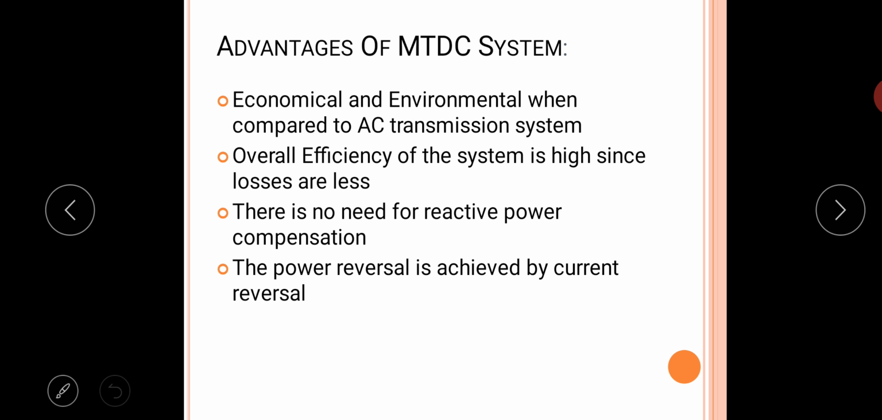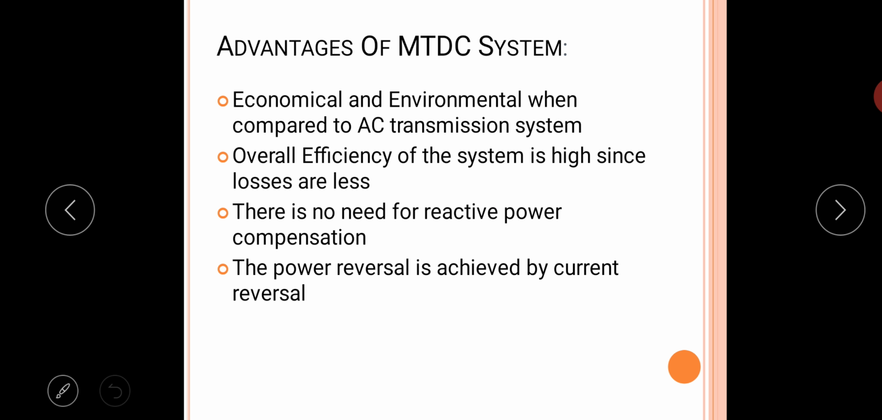Advantages of an MTDC system. It is economical. Since the HVDC requires a lesser number of conductors and the losses are less, it is economical when compared to an AC system. Environmental: the construction of HVDC requires a low right of way when compared to the construction of HVAC. So it is environmentally friendly.